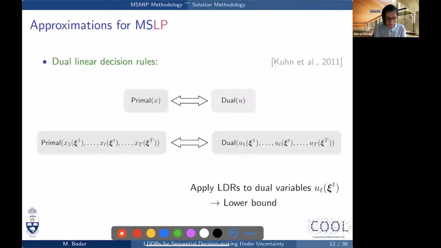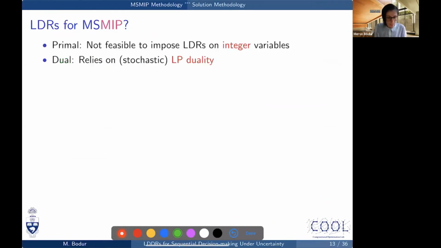So that's the idea. If my primal is a minimization problem, and if I consider a dual problem, which always gives you a lower bound for minimization problems, even though I further restrict these dual variables to follow a linear decision rule, I will get a valid lower bound on my true optimal objective value. But this was for the LP setting, and it was relying heavily on the LP duality. So what if we are working on the mixed integer setting? Then there's no such thing as LP duality.